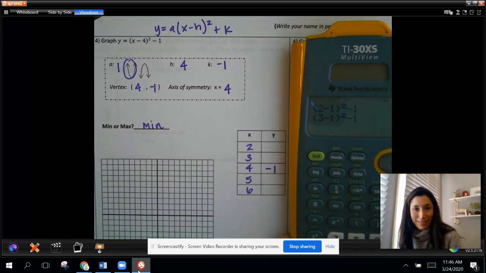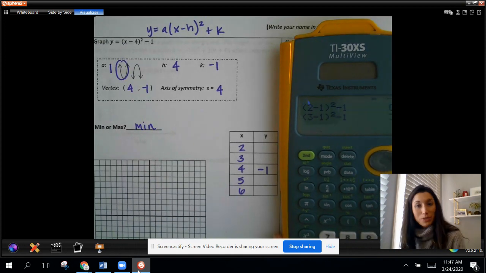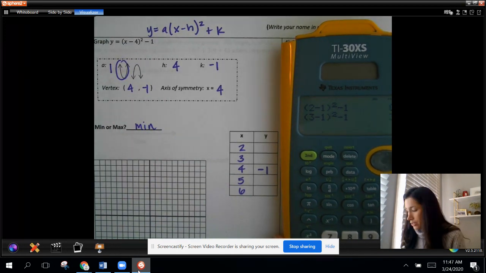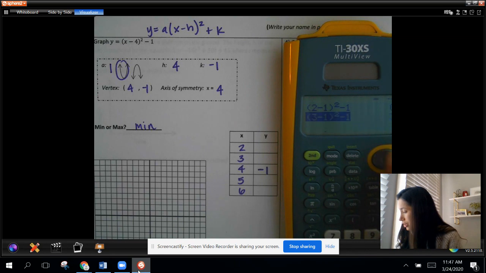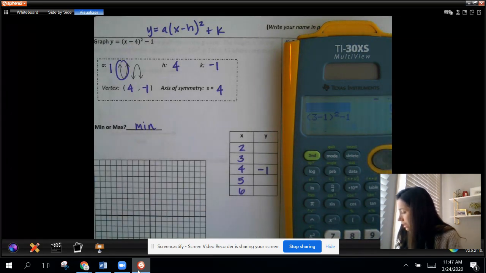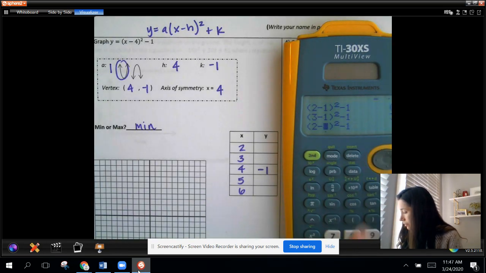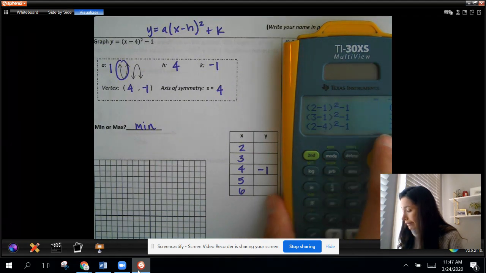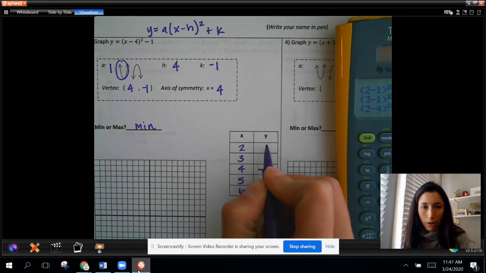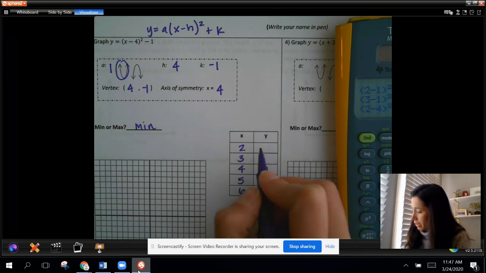If you notice in my calculator, I typed 2 minus 1 instead of 2 minus 4. So let me go ahead and change that. I probably should have just done it by calculating it by hand. So this is 3. But that actually allowed me to notice that there wasn't symmetry in my graph.